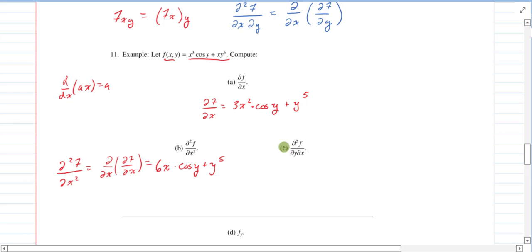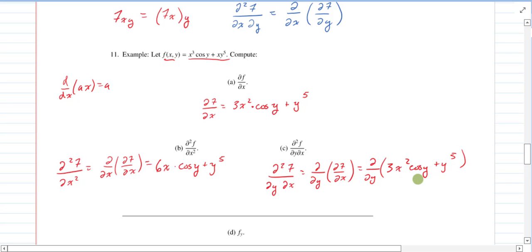For this problem here, I'm asking you to take the second partial of f, but in this case, you're taking the partial with respect to x first and then with respect to y. So another way to think about that is we're going to take partial y of partial f, partial x. And so I'm going to take the answer from before, 3x squared cosine y plus y to the fifth, and now I'm going to differentiate this with respect to y. So the derivative of the first expression with respect to y is minus 3x squared sine of y, and the derivative of the second expression with respect to y would be 5y to the fourth.